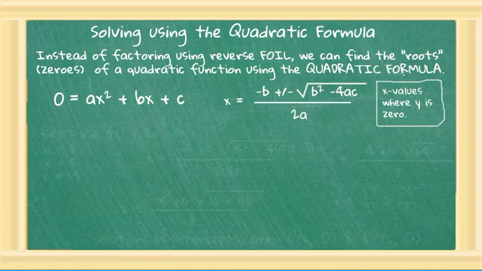The values we get here will be the values where y would be 0. The x values on the graph that would make y equal to 0. These would be our x-intercepts on the graph.